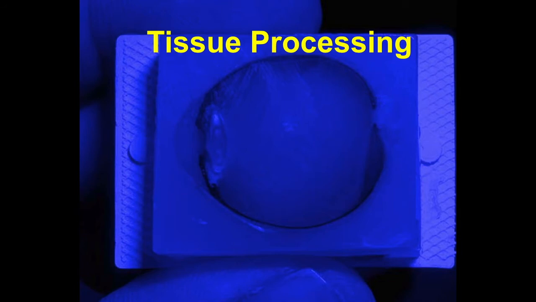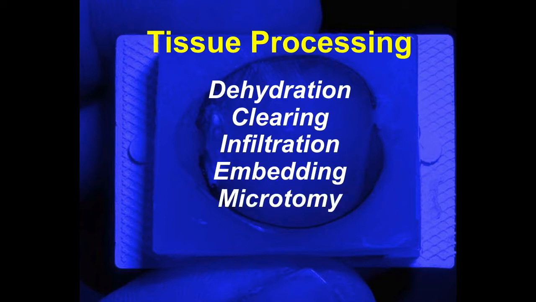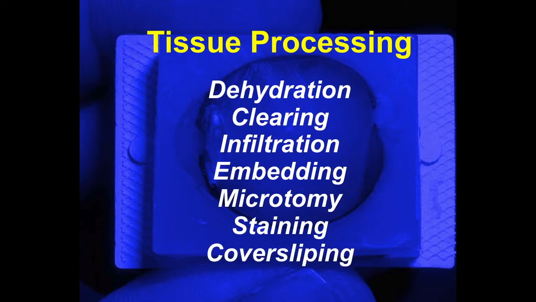The preparation of microscopic sections requires tissue processing. This involves dehydration, clearing, infiltration with paraffin wax, embedding with additional paraffin, cutting the specimen, staining, and cover slipping. The first step is dehydration.